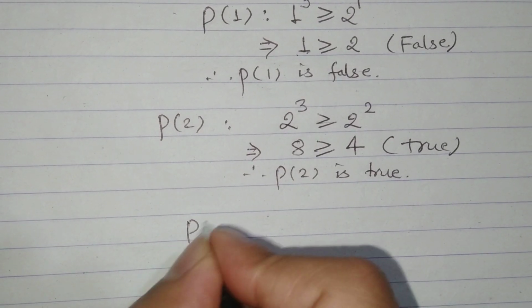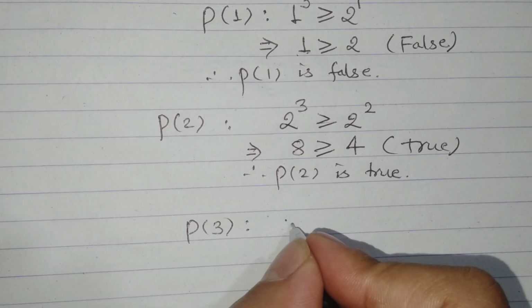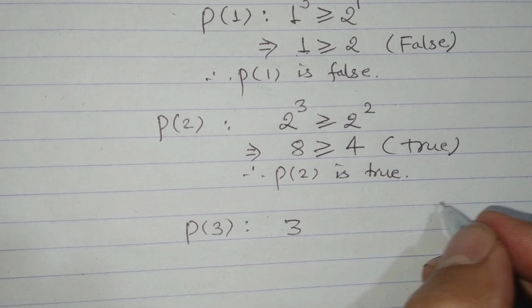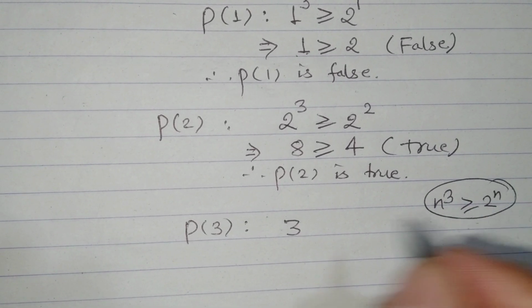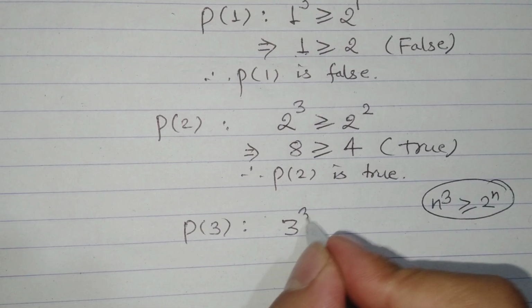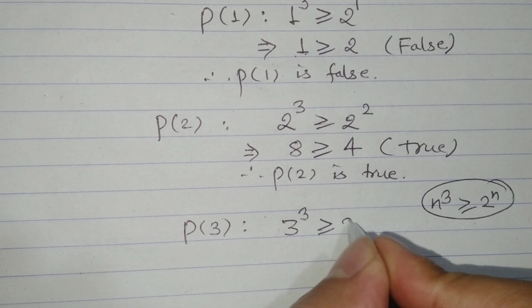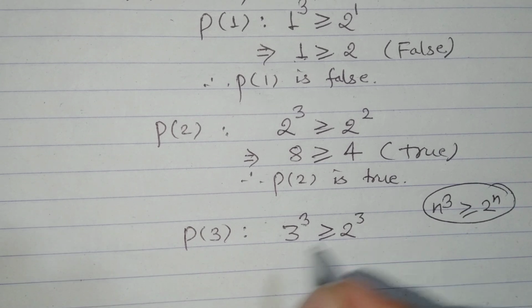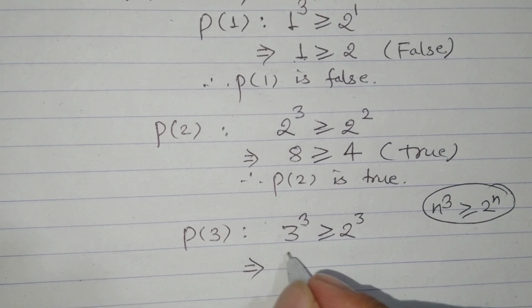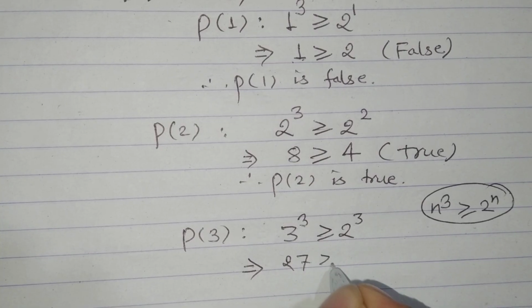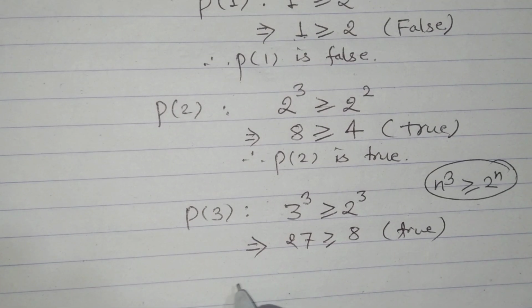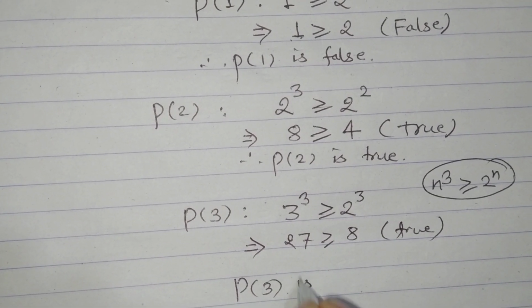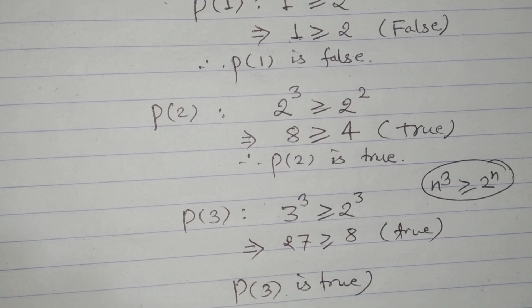Now we check for P3 in a similar manner. Our main question is n cube is greater or equals to 2 power n. We have to check for this, so replace n by 3 in this case. So 3 cube is greater or equals to 2 power 3. So 3 cube is 27 and is greater or equals to 8, which is again true. So we can say that P3 is true. So again we have done this question.